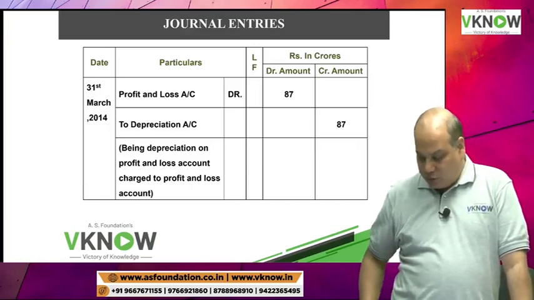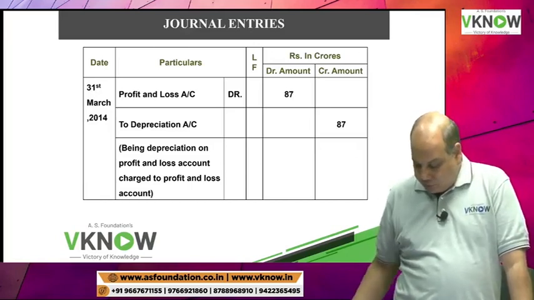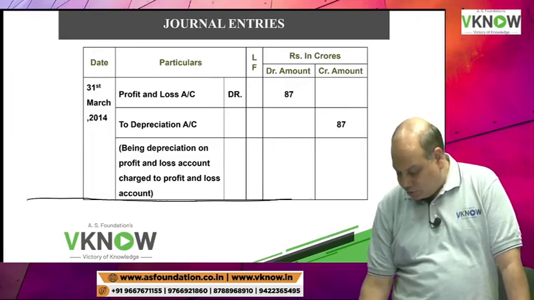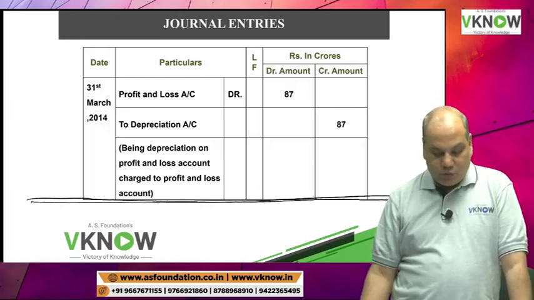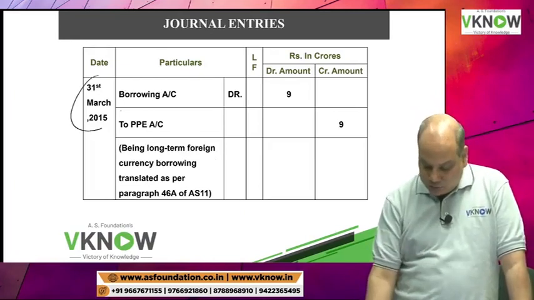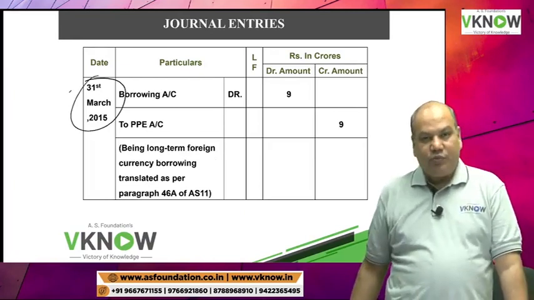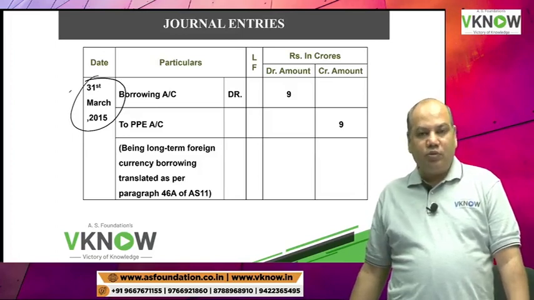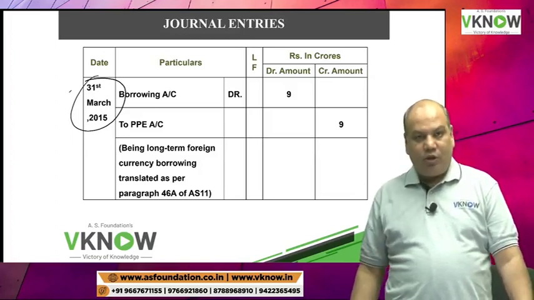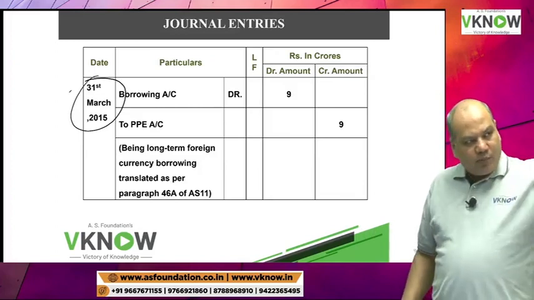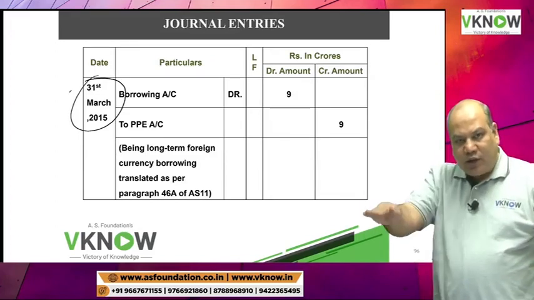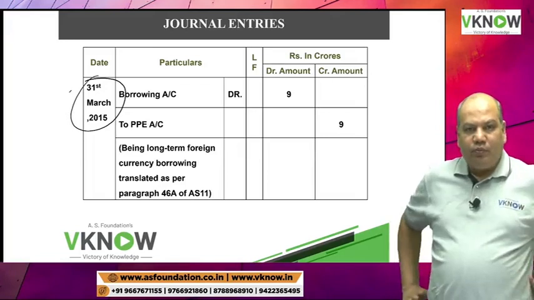P&L account debit to depreciation 87. Take a scale, pencil, pen, draw one line. Second year is over. One line blank. Start third year. Same thing we have to repeat. 31st March 15. The liability is again reduced by 9 crore. So liability will reduce by 9 crore, asset will reduce by 9 crore.